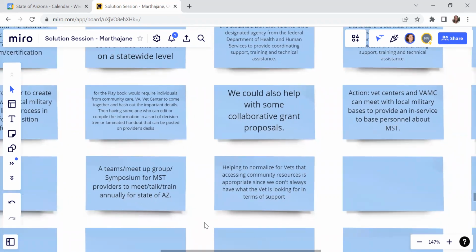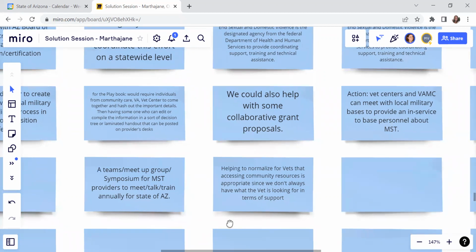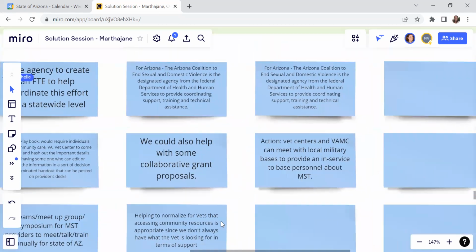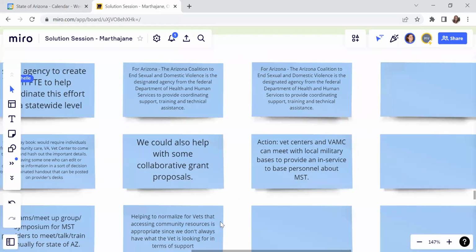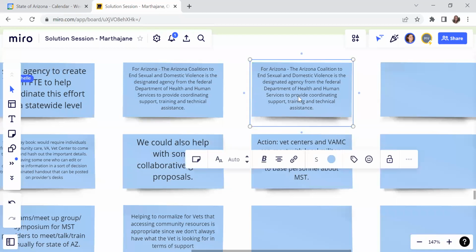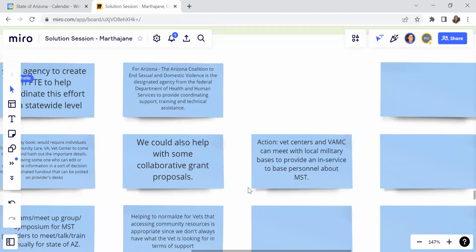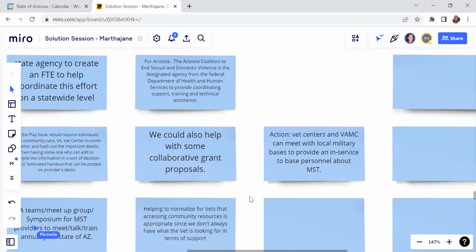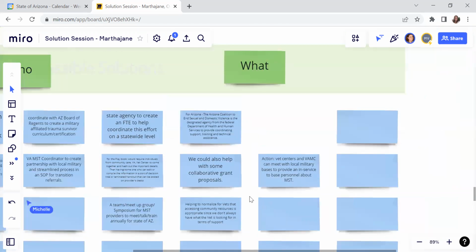Awesome. Helping to normalize for vets that accessing community resources is appropriate, since we don't always have what the vet's looking for. Absolutely. Action: Vet Centers and VMAC can meet with local military bases to provide in-service training for personnel about MST. Awesome.